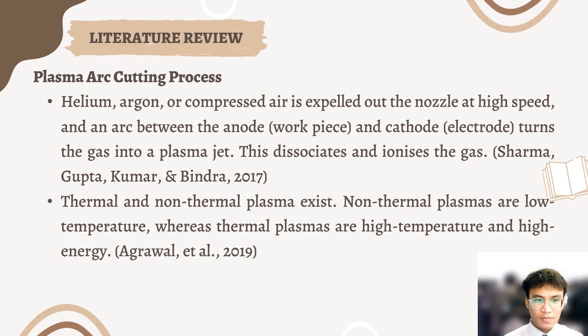The next one is the plasma arc cutting process. Helium, argon, or compressed air is expelled out of the nozzle at high speed, and an arc between the anode workpiece and cathode electrode turns the gas into a plasma jet. This dissociates and ionizes the gas. Thermal and non-thermal plasma exist. Non-thermal plasma is low temperature, whereas thermal plasma is high temperature and high energy.